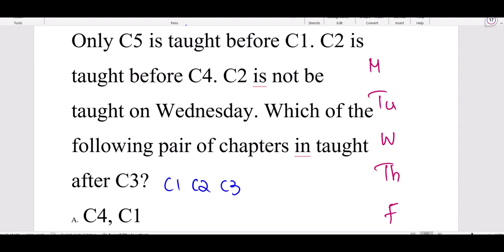Once I select someday, you cancel, that means it's assigned. Now C2 is taught before C4, okay. C2 is not on Wednesday. C2 is not on Wednesday, okay.